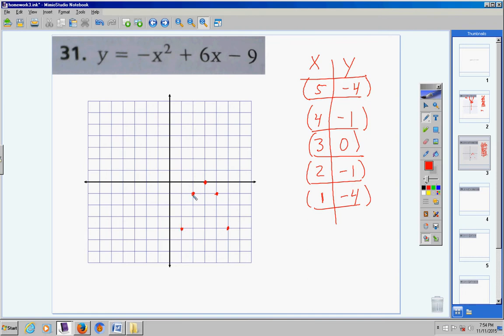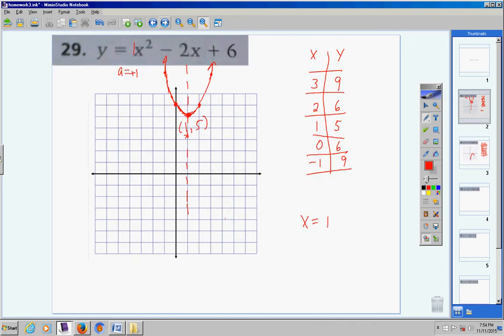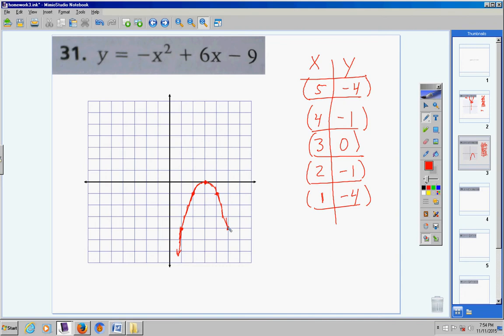I'm not going to try to be some perfect artist because you guys know I have no drawing skills at all, but try to be as neat as possible, okay? And there's your parabola, alright? So if I asked you guys, hey, what's the vertex? You should be able to tell me 3, 0. 3, comma 0 is this ordered pair right here.